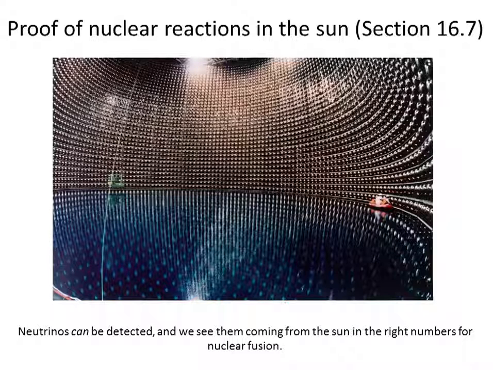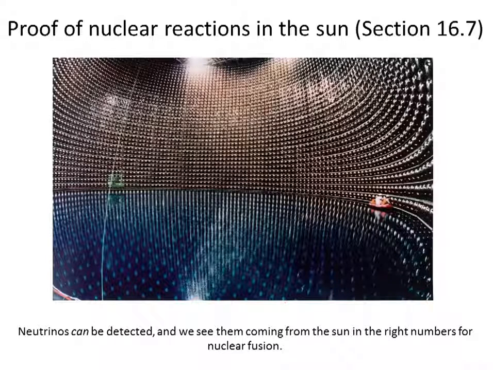And we find, when we compare our actual numbers to what we predict from the sun, that we get the correct number of neutrinos. Now, in your book, it talks about something called the solar neutrino problem, which used to be an issue that we detected fewer neutrinos than we thought should be coming from the sun.